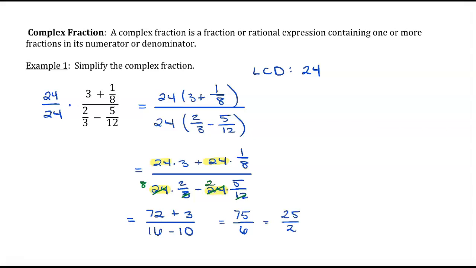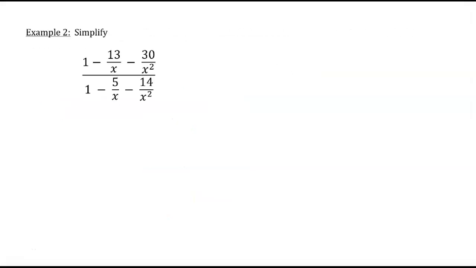Let's take a look at a complex fraction with a variable involved. Here in example 2, we again have a complex fraction. This time there's 3 terms in the numerator and 3 terms in the denominator, 4 fractions total. And notice that we have the variable x involved.